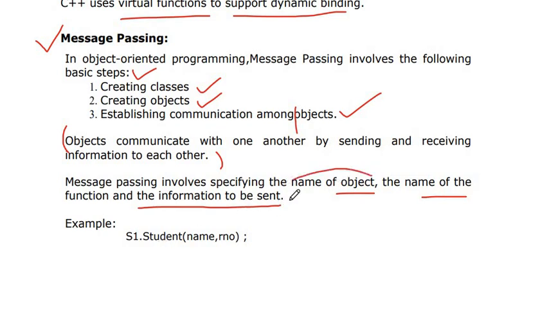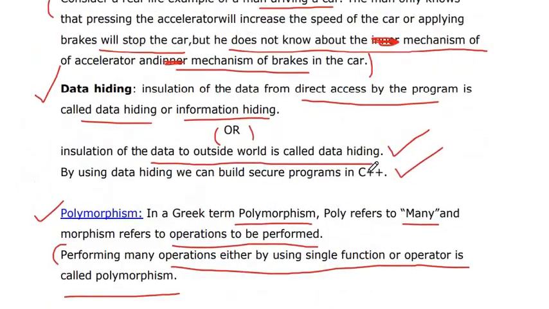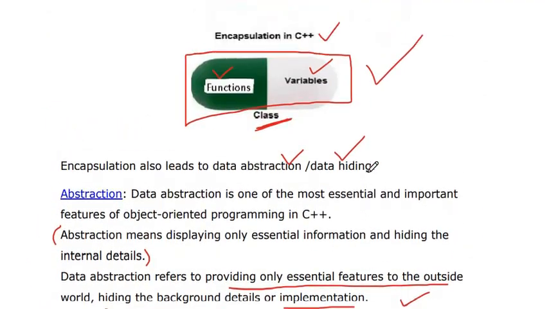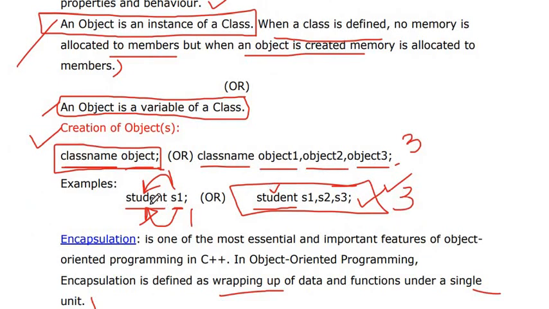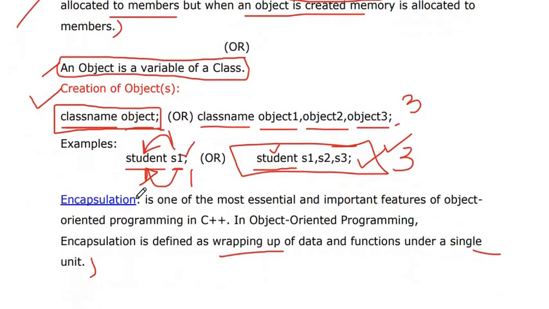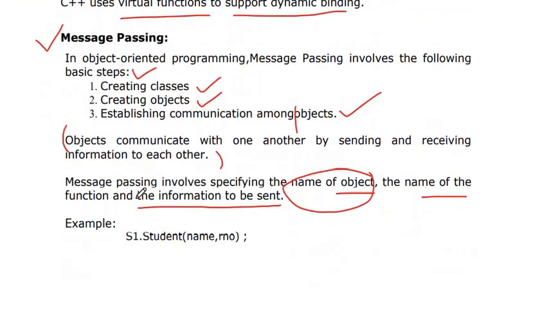What are they? First, we have to write name of the object. Already we have seen object name here. What was the name of the object in the class declaration? That is S1. Already we have seen it. Yes. Student S1. Here S1 is an object. Student is a class name. Here we have to write S1. S1 is an object.